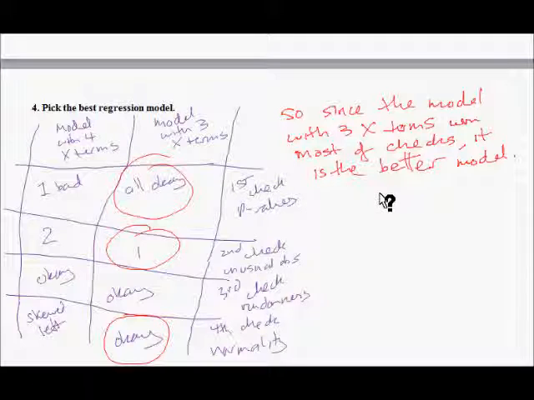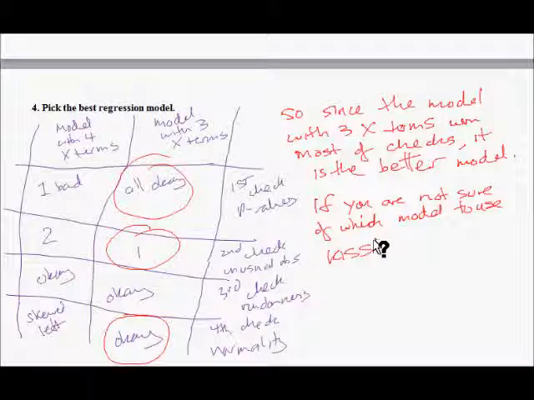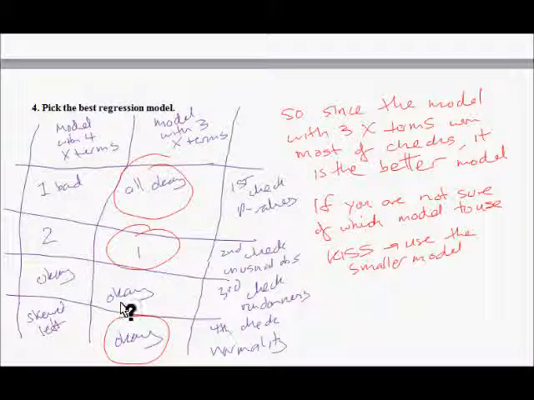Okay, so since the one with 3 terms won, we're going to use it. If you are not sure which model to use, remember KISS, use the smaller model. So here, even if they won 2 each or something, or one won and the other two kind of pushed, I would go with the model with 3 terms. It's only if it's obviously the model with 4 terms is better that I'd pick the bigger model, the one with 4 terms.